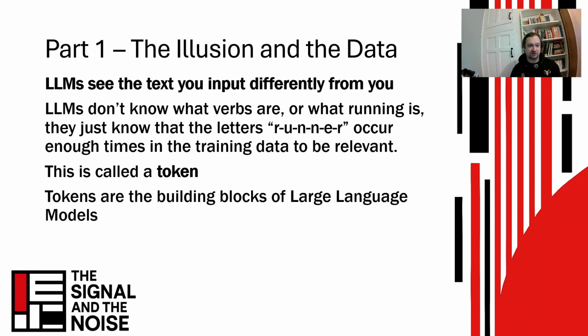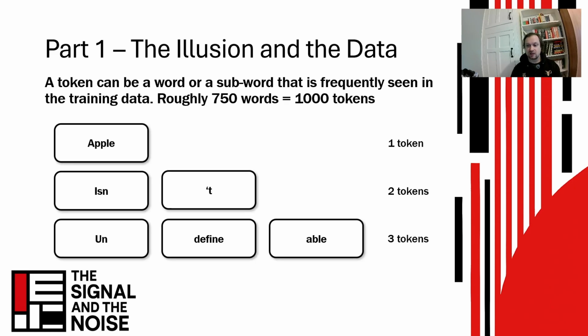They don't know what verbs are, what running is. They just know that the letters runner occur enough times in the training data for it to be relevant. This is called a token. Tokens are the building blocks of large language models. A token is a word or a subword that's frequently seen in the training data. A rule of thumb, roughly 750 words is about 1,000 tokens.